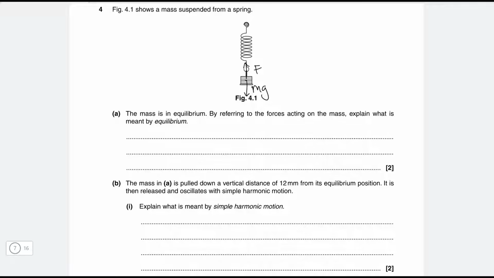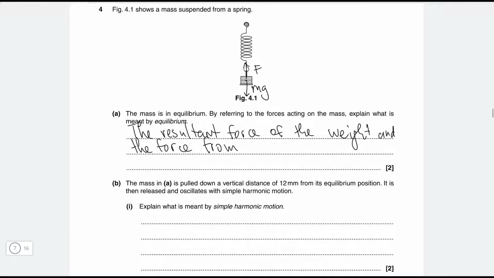So we can say that equilibrium would mean that the resultant force of the weight and the force from the spring is 0. Okay, on to the next one.